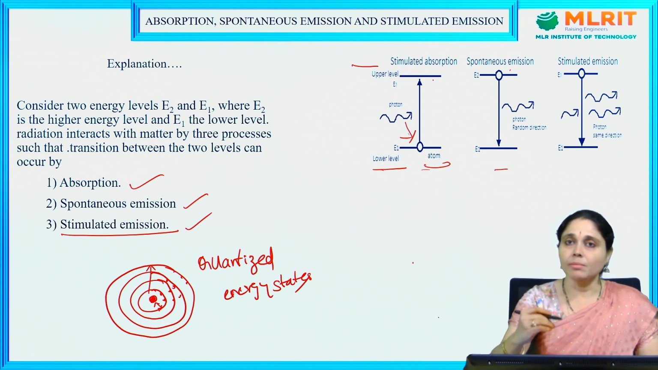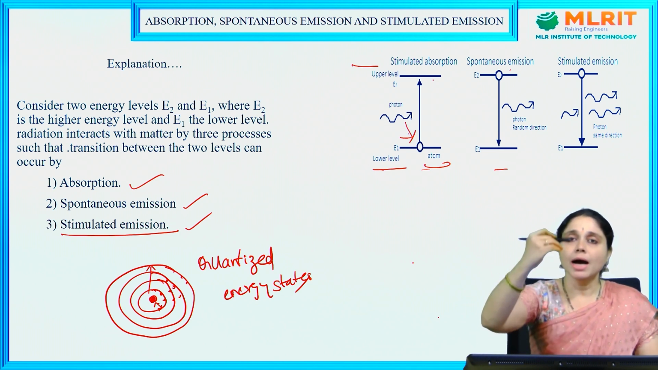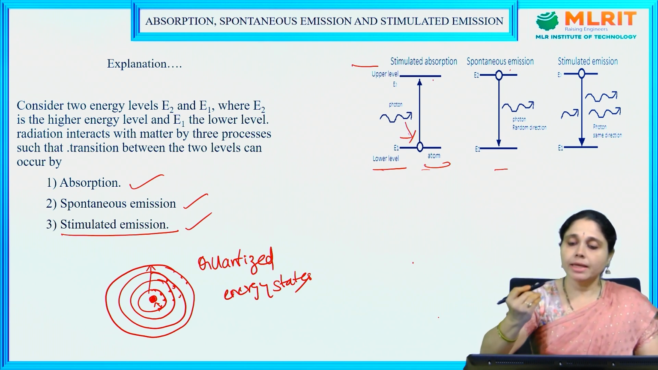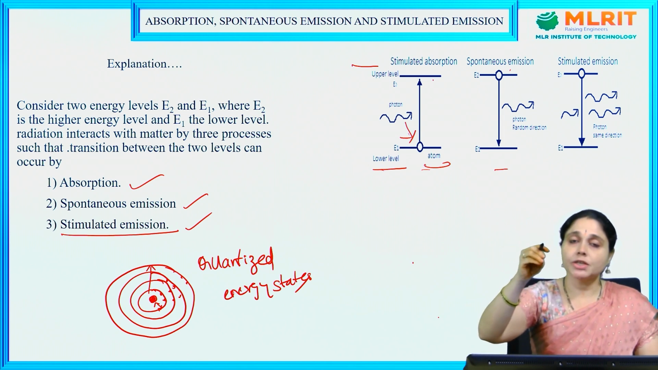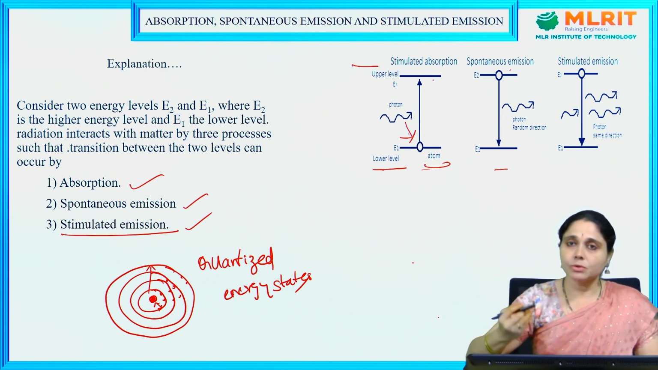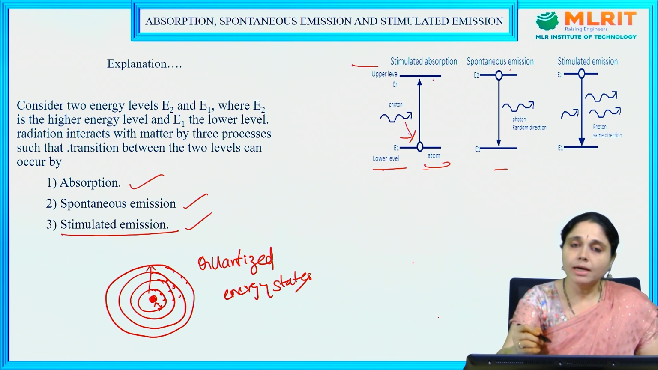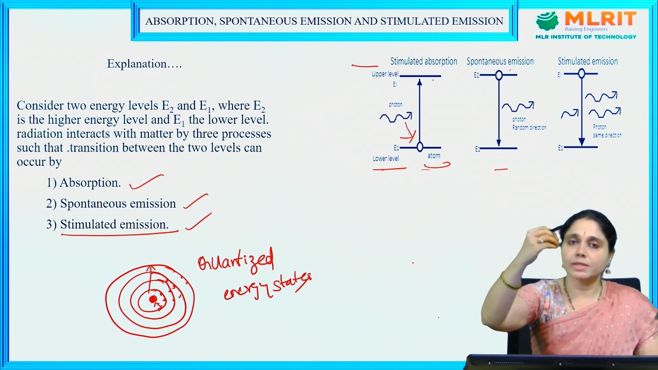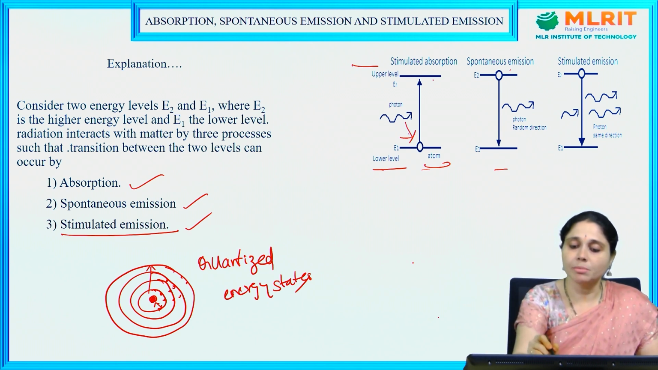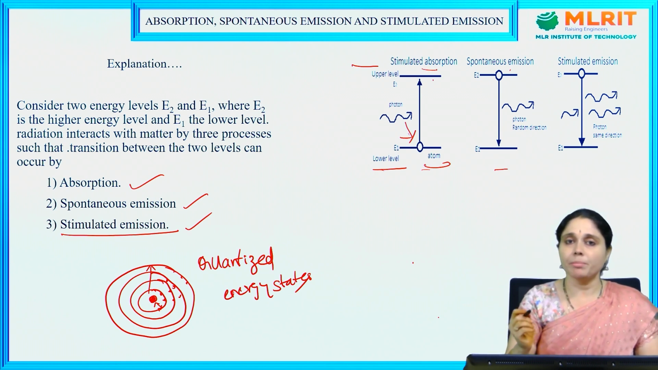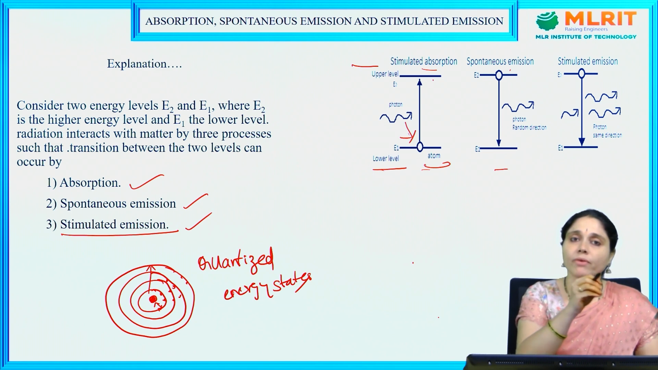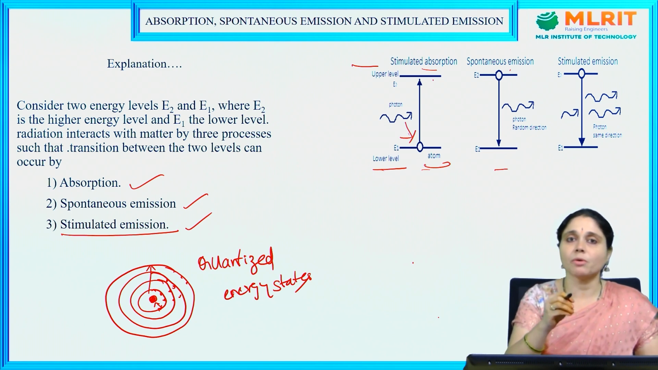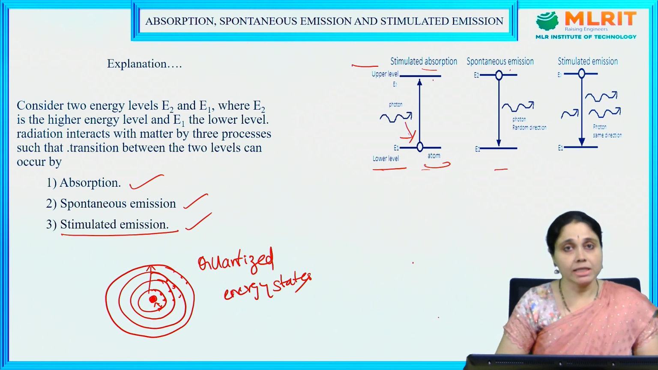First, the atom absorbed from the lower energy state to the higher energy state, and then the atom stays in the higher energy state for some time and then returns to the ground state. So the process by which the atom is raised from the lower energy state to the higher energy state is known as stimulated absorption. Stimulated means the energy is provided from outside. If the energy is provided from outside, that is known as stimulated. So, stimulated absorption.